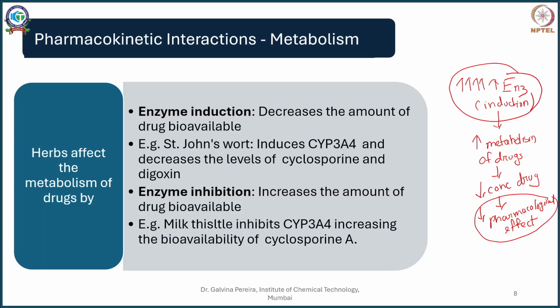Now consider the opposite case. If it is enzyme inhibition, if the enzymes are inhibited, it is going to lead to increased concentration. So here are a few examples. Say for example, people often take hypericum or St. John's wort for mood elevation. Now this St. John's wort which they have consumed for mood elevation induces, you remember induces means increases, enzymes such as CYP3A4. Now this CYP3A4 is one of the very vital enzymes which is known to affect the metabolism of cyclosporins and a cardiac drug called digoxin.